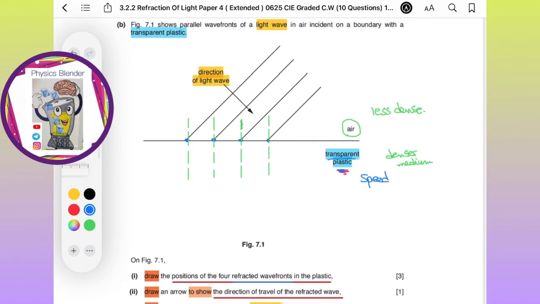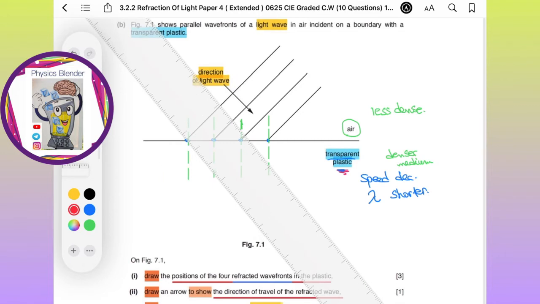Speed decreased and wavelength becomes shorter. So the wavefronts you will draw now in the transparent plastic, the distance or the spaces between the wavefronts will be less than the wavefronts you have in your diagram in air. So this is number 1. Before we start drawing, you are explaining to yourself what you are doing. Number 2, you have to extend the direction of light wave. Direction of light wave is usually perpendicular to wavefront.